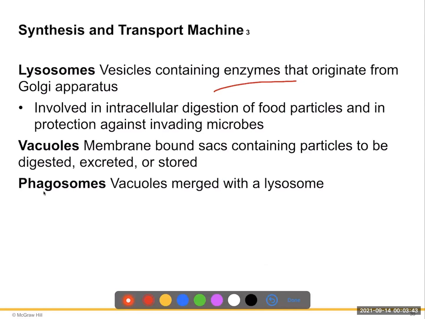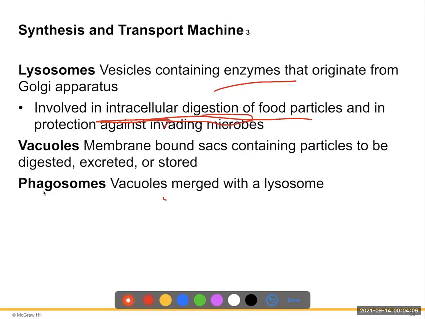I mean, things wear out. So some of them go to the lysosome, they break down the existing part of the cell where they're worn out, and then they recycle the components of it. Okay? So it's not just for pathogens. It's involved in extracellular digestion. Intracellular digestion. What's in the cell, it digests and breaks it down. Okay? Protection against invading microbes, different pathogens break down.